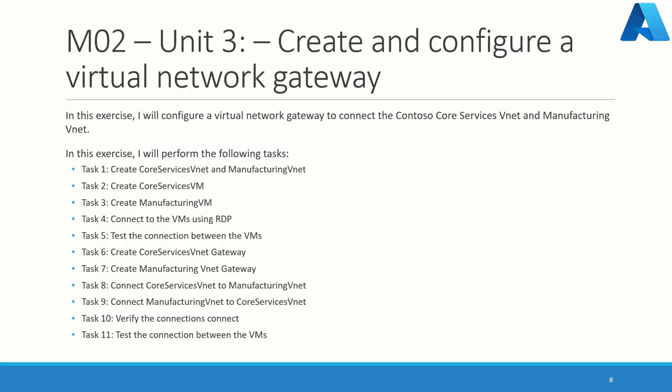Then I'll go ahead and create a gateway for the core service VNet and also a gateway for the manufacturing VNet. And I'll connect the two gateways together. As a result of that, the two VNets will be able to see each other. Then I will verify the connection again, and test to see that the two virtual machines can now communicate.